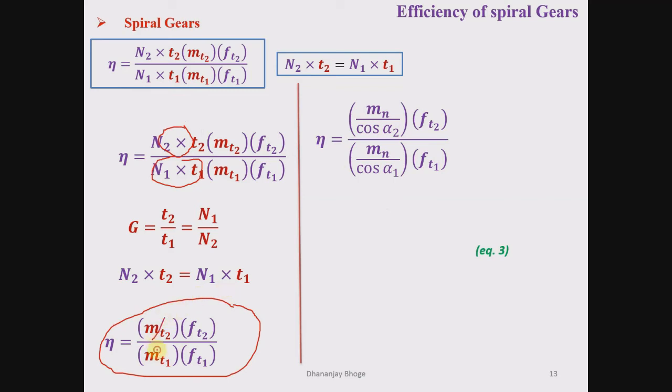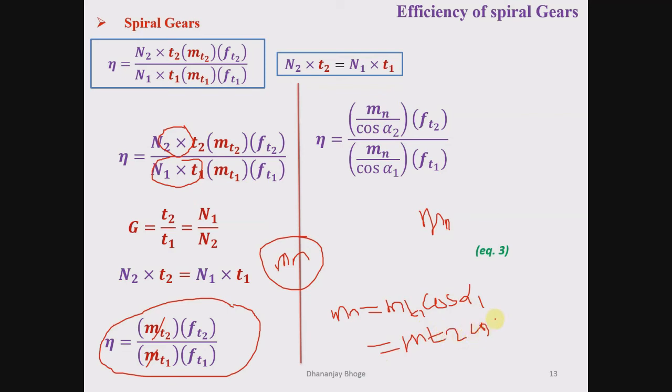Now let us get rid of MT2 and MT1 because both are related by the common term Mn, the normal module. So substitute Mn upon cos of alpha 2 for MT2 and Mn upon cos of alpha 1 for MT1, because we know that both gears will share the same normal module. So Mn is equal to MT1 cos of alpha 1, and this is also equal to MT2 cos of alpha 2 for spiral gears. Even though the transverse module for both spiral gears is different, they must share the same normal module. So using these two equations, we have written Mn upon cos of alpha 2 for MT2 and Mn upon cos of alpha 1 for MT1.